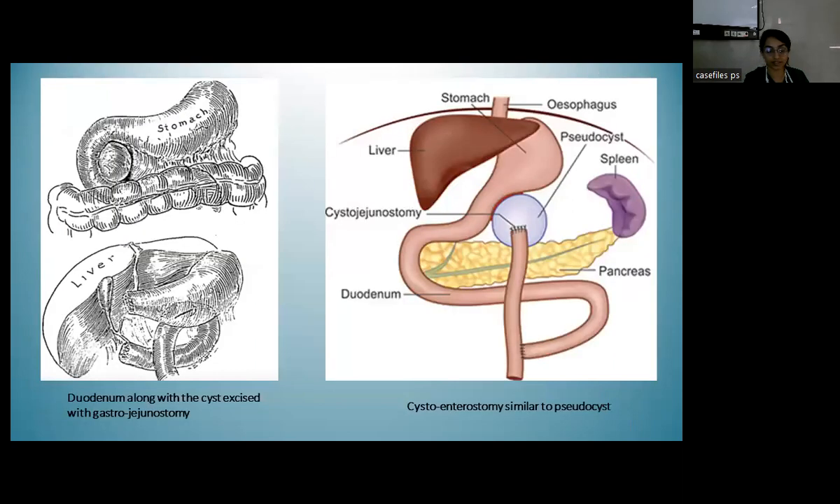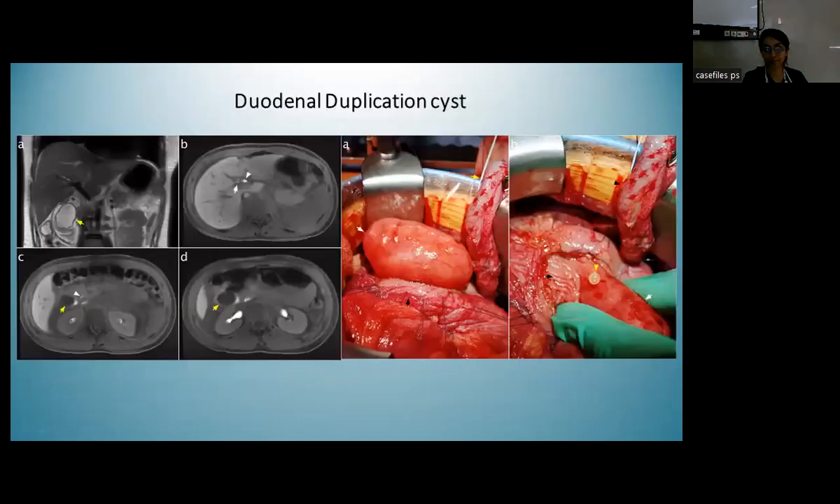These are two of the pictures which are showing excision of the duodenal cyst, in which a partial first part of the duodenum has been excised and a jejunal loop has been anastomosed to the stomach. Gastrojejunostomy has been done. And this one is similar to the pancreatic pseudocyst, in which a Roux-en-Y loop has been created and the cyst is draining into the jejunum. These are pictures of a few of the duodenal duplication cysts being excised.